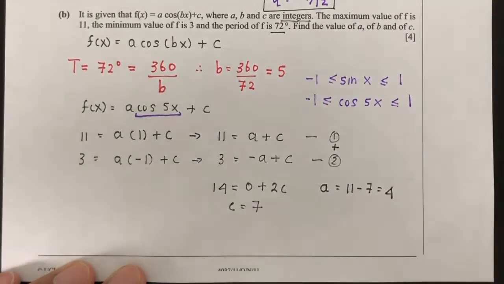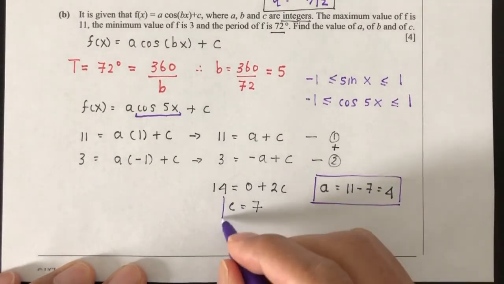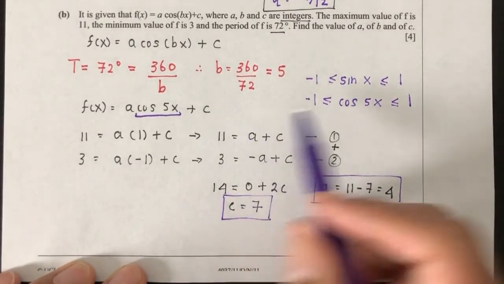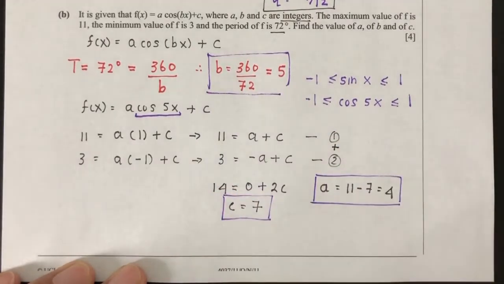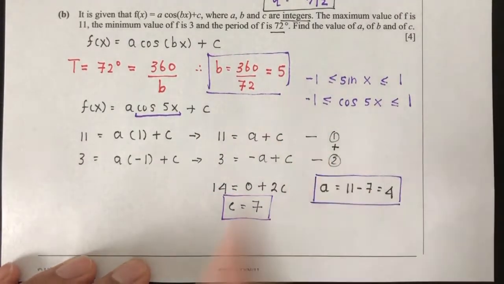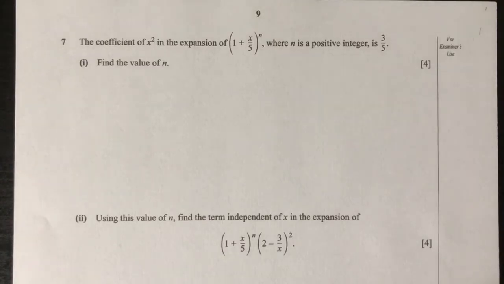Okay, so your answers will be a is 4, c is 7, and b is equal to 5. Now these are your three values that you need to find for the integer values, okay? That will be your question number 6. Let's move on to question number 7.